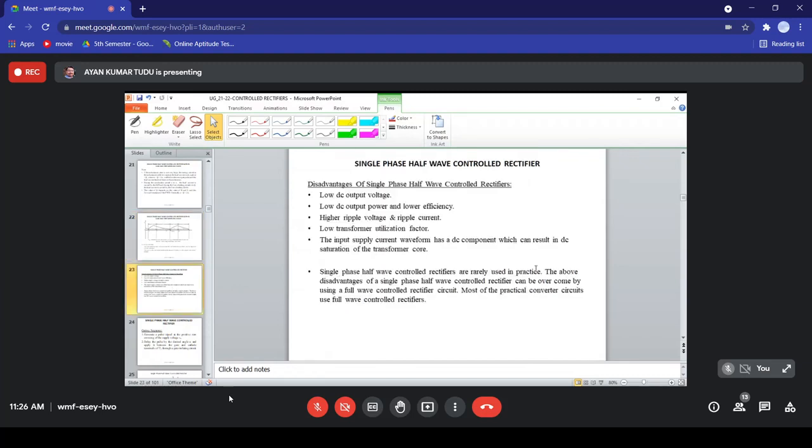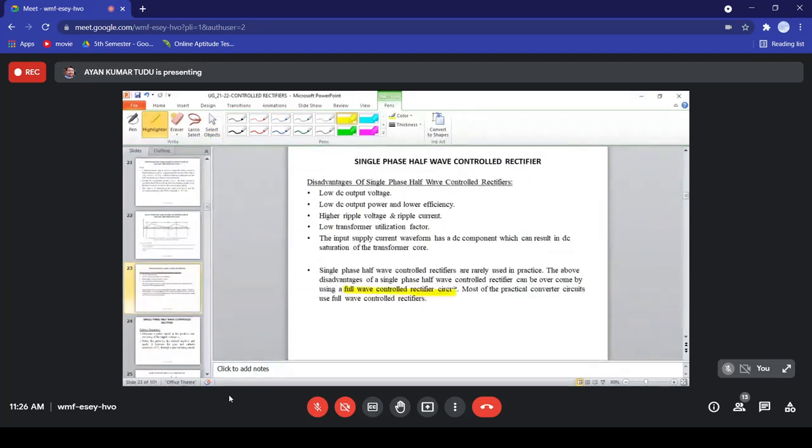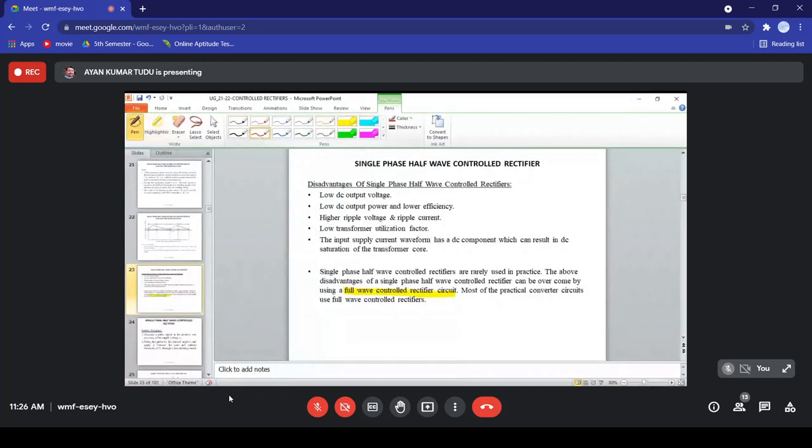There will be a low transformer utilization factor, and the input supply current waveform has a DC component which can result in DC saturation of the transformer core. As in the previous case of the uncontrolled single phase half wave rectifier, here also for the controlled single phase half wave rectifier, these rectifiers are rarely used in practice. These disadvantages can be overcome by a full wave control rectifier circuit, and most practical circuits use full wave controlled rectifier circuits.